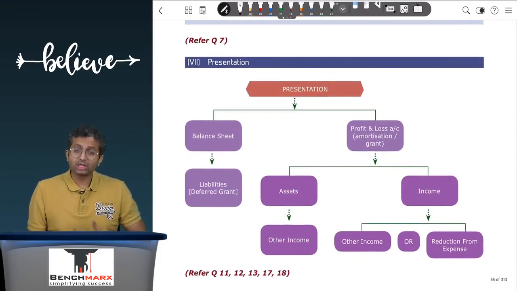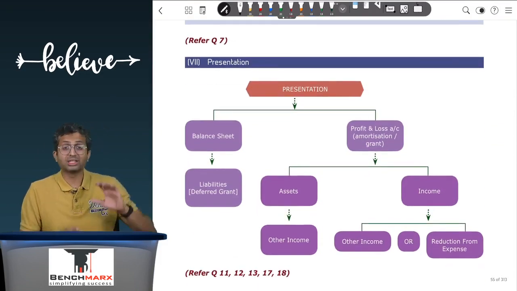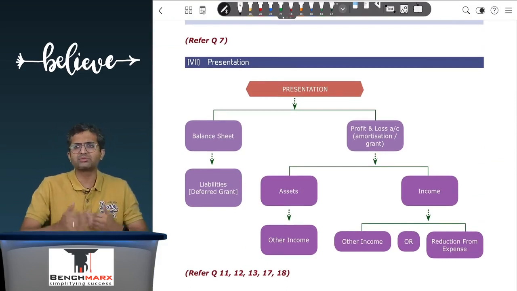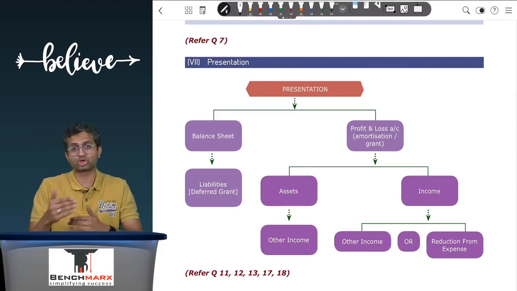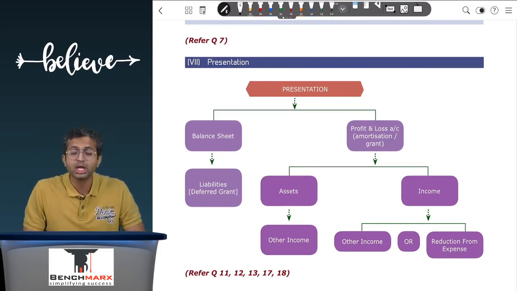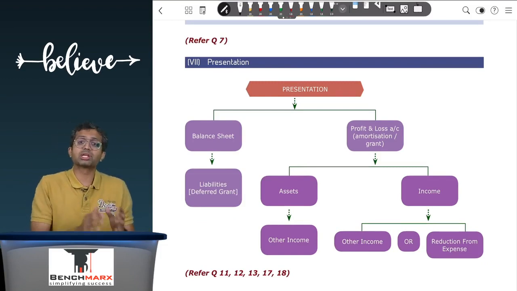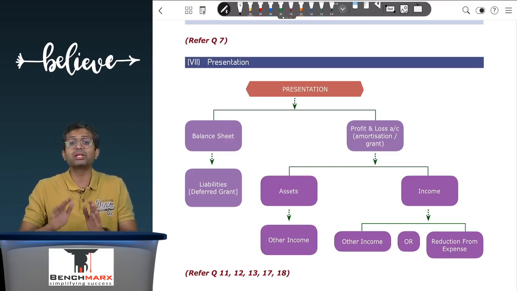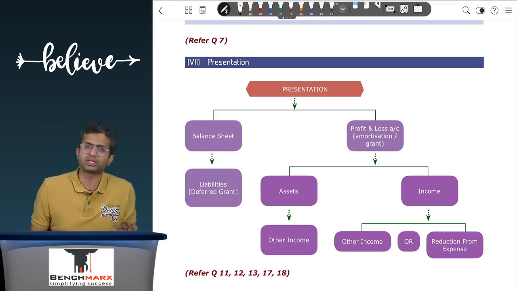The last part over here involves a presentation of the grant in the balance sheet. Remember, if there is a deferred grant balance, it will be shown as a part of liabilities. If the grant is expected to materialize in the next 12 months, then as a part of current liabilities. Beyond 12 months will be non-current liabilities. In the income statement, if it is a grant linked to assets, then the grant which is amortized will be taken into other income. It will be credited to income in the P&L. It cannot be offset from depreciation.